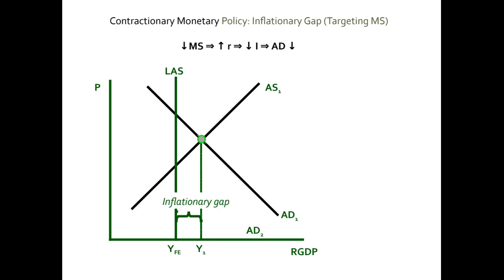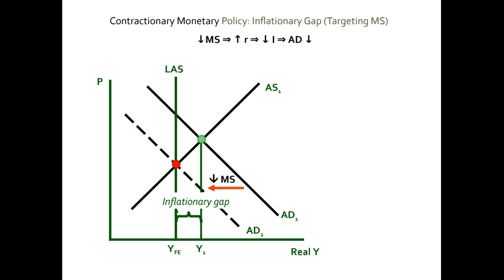Then we have, in exactly the same way, contractionary monetary policy. So when we have an inflationary gap, and the central bank is targeting money supply, then the policy would be to decrease money supply. This decrease in money supply will increase the interest rate, will discourage investment, and therefore aggregate demand will decrease, and the whole aggregate demand curve shifts leftward like this. The gap is closed, eliminated through contractionary monetary policy.